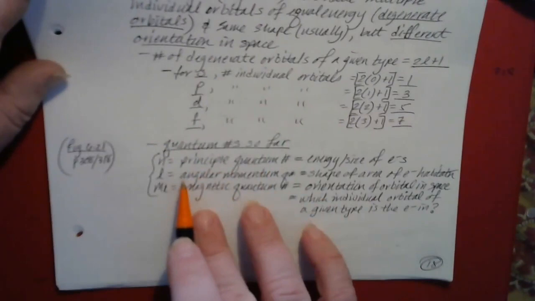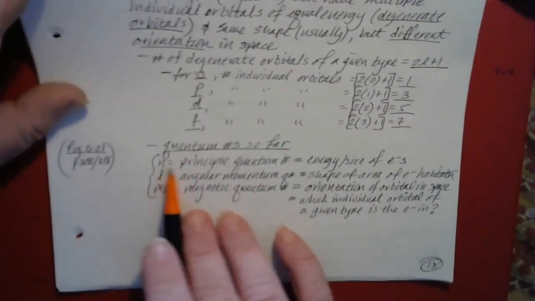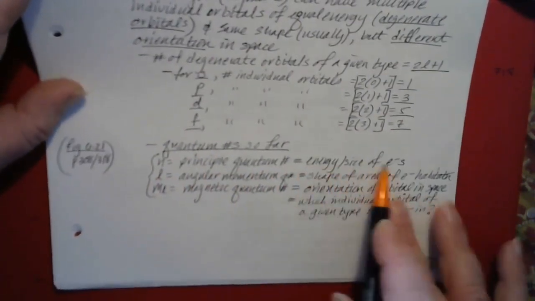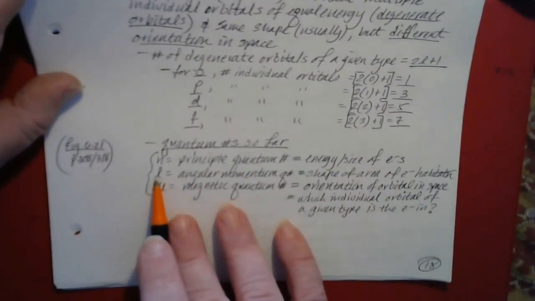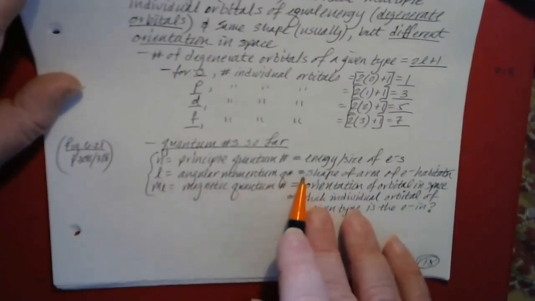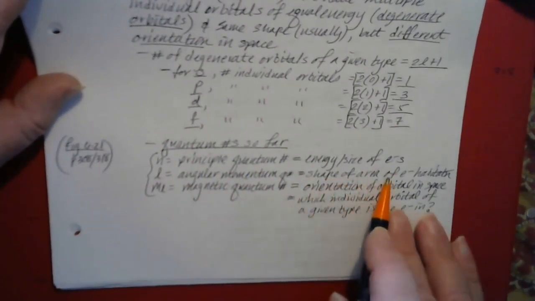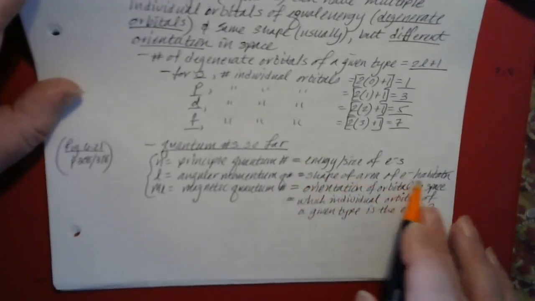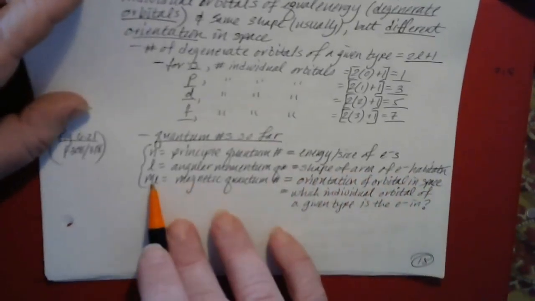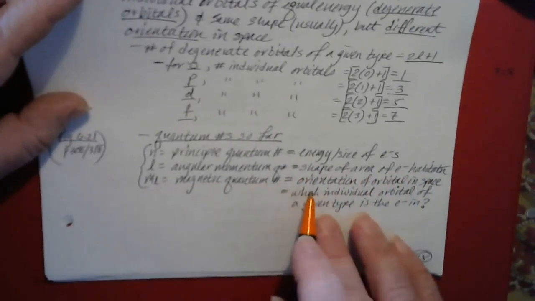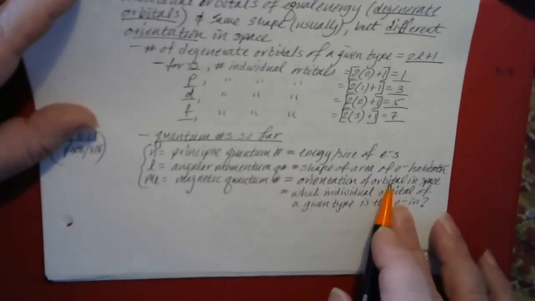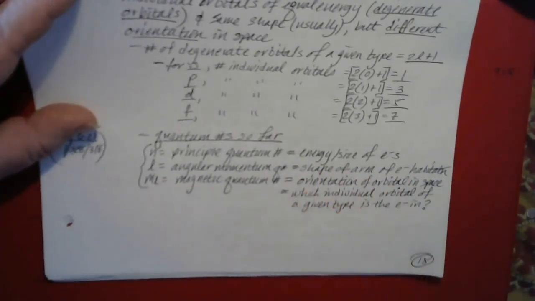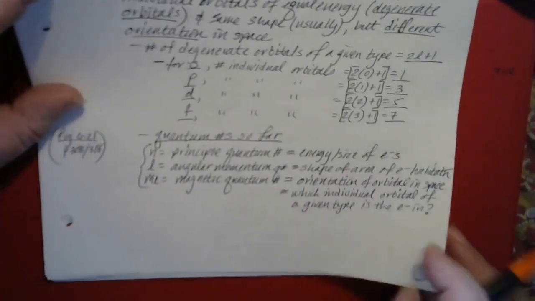Okay, so just a little review of the quantum numbers we've had so far. N is the principal quantum number. That tells you the energy or the size of the area occupied by the electrons. We've got L, which is the angular momentum quantum number. That tells you the shape or the type of the area of electron habitation, or in other words, the shape or the type of orbital that you're talking about. M sub L is the magnetic quantum number, and that tells you the orientation of the specific orbital in space, or in other words, which individual orbital of a given type are we talking about. That's what M sub L tells you.